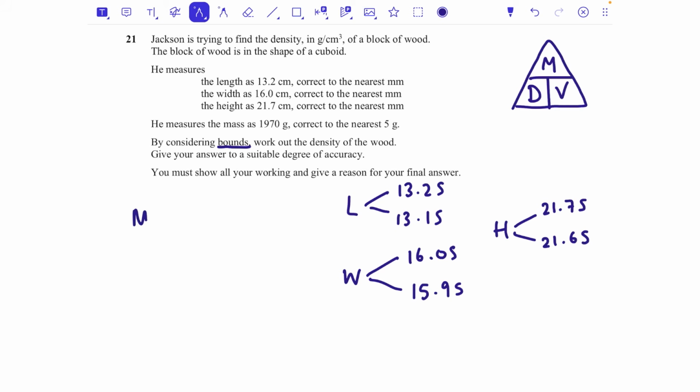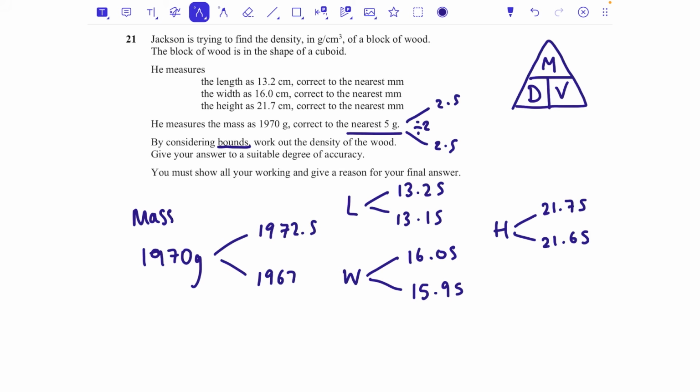The mass is 1,970 grams, correct to the nearest 5. Now, if we've rounded to the nearest 5, again, we divide that by 2, and it's going to be 2.5 above and 2.5 below. So 1972.5 and 1967.5. So now I've got all my bounds. These are the numbers that we'll be using rather than the original numbers that they gave us, okay?